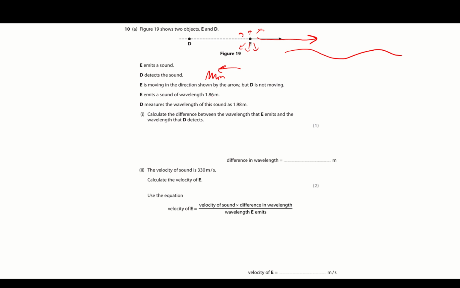E emits a sound of wavelength 1.86 meters. D measures the wavelength as 1.98. Calculate the difference. Easy. Take the 2 away.